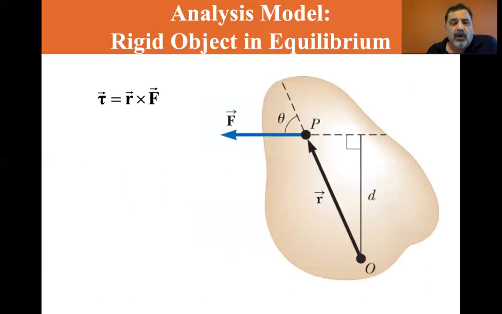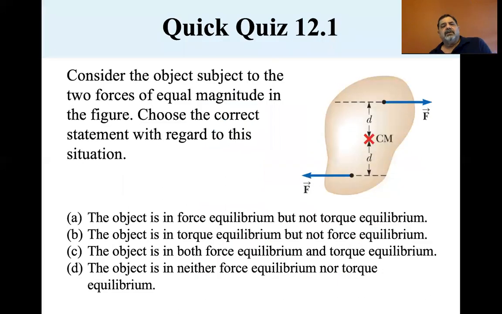That produces a torque. Now let's look at a little quick quiz. Consider the object subject to the two forces of equal magnitude in the figure. Choose the correct statement with regard to this situation. The object is in force equilibrium, but not torque equilibrium. The object is in torque equilibrium, but not force equilibrium.